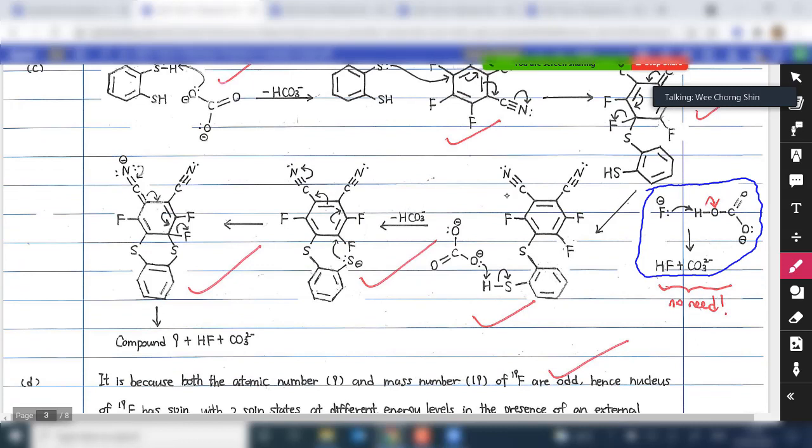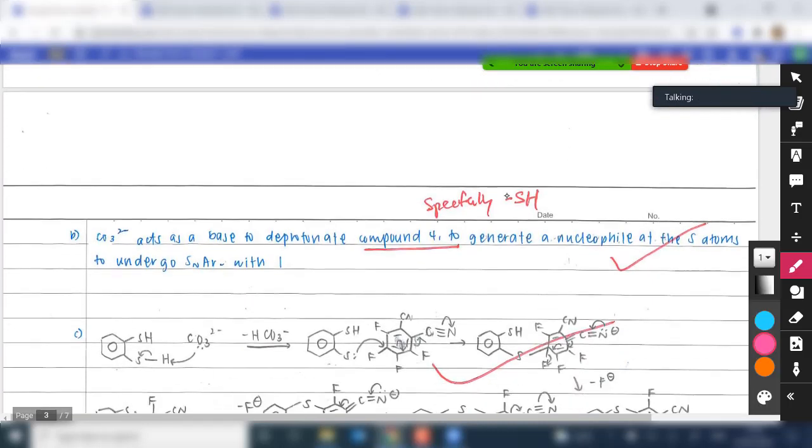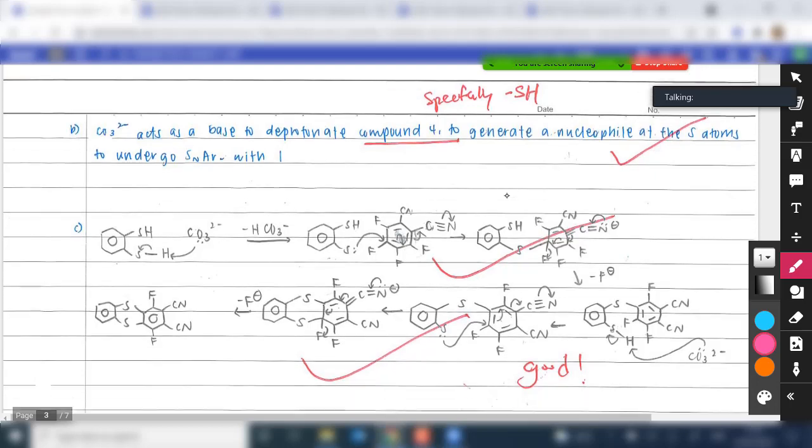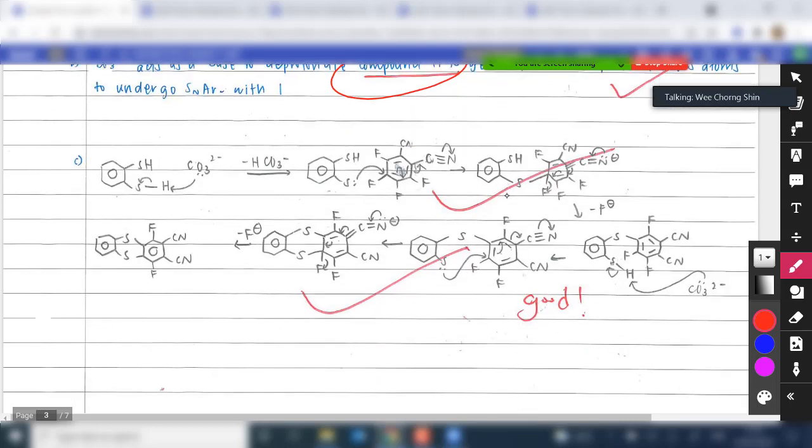Okay, let's see my other student. You see? She always writes compound 4. A lot of us also do that, right? I mean, well, not a lot. So keep it open, let the examiner interpret whatever you want. So you must be specific. Okay?